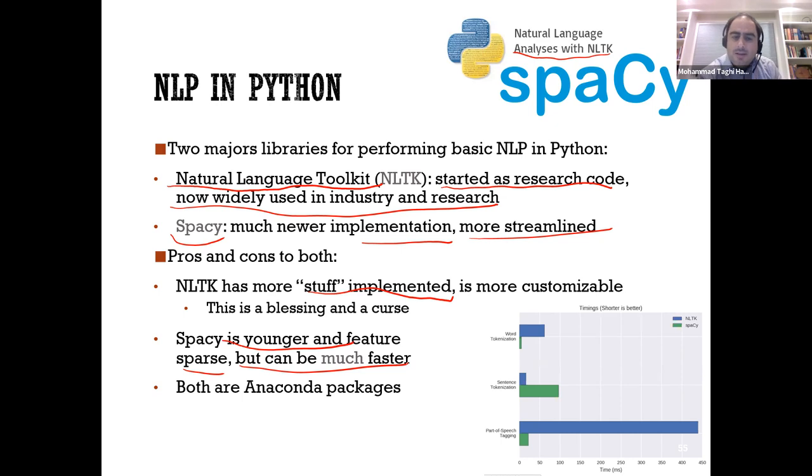Both of them are Anaconda packages. So if you download Anaconda, both of them should be there. This is just some examples. Regarding how fast, essentially, shorter is better. So this is NLTK versus spaCy. For word tokenization, you see that spaCy is very fast in comparison. For sentence tokenization, in this case, interestingly, NLTK is faster than spaCy.